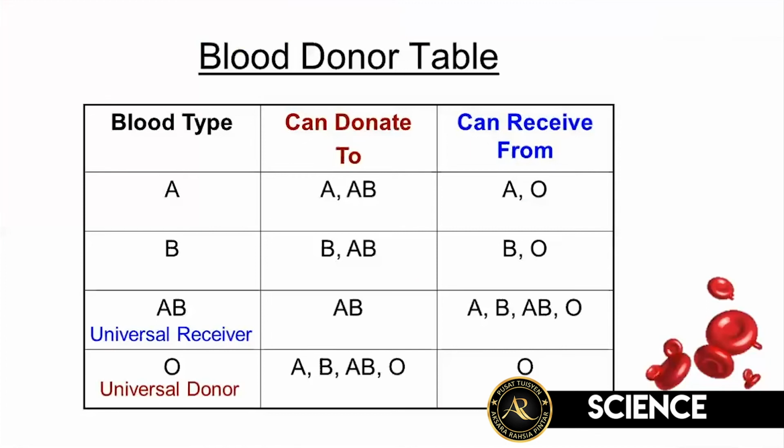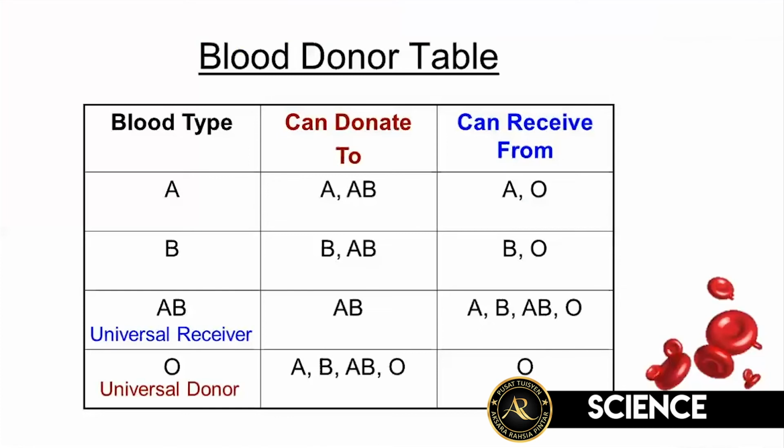As I mentioned in the slide over there, you can see there is a chart. Those of you with blood type A can donate blood to someone with blood group A or AB, and you can receive blood from A and O. Whereas those with blood group B can donate to B and AB, and you can receive from B and O. So you can get blood from either a person with B or someone with O.